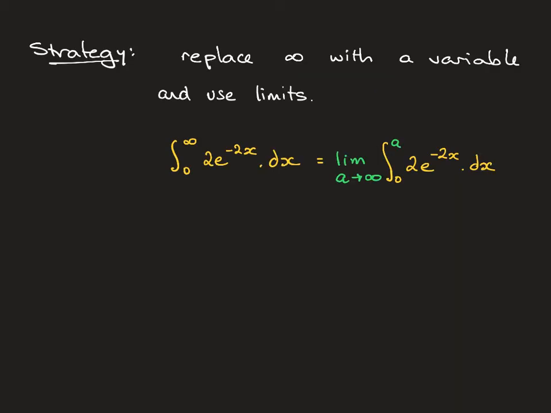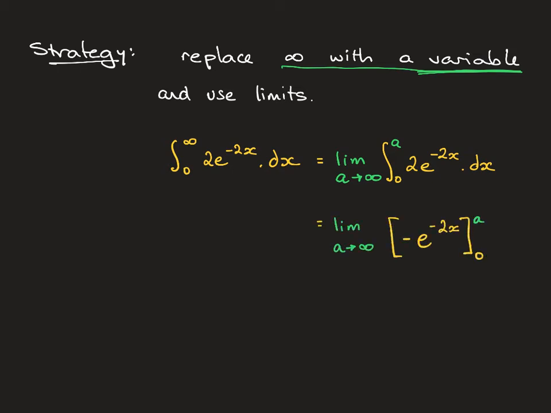So one of the strategies that we can use is to replace infinity with a variable. In this case, you can see here I've replaced the infinity with the letter A. You can use any letter you like. And then use limits. I can use this limits work that we've done in year 11 to help me to say, okay, so I can't substitute in infinity, but I can substitute in a variable, work out a formula for this thing, and then for the formula at the very end, evaluate that limit. And so that's what we're going to do.